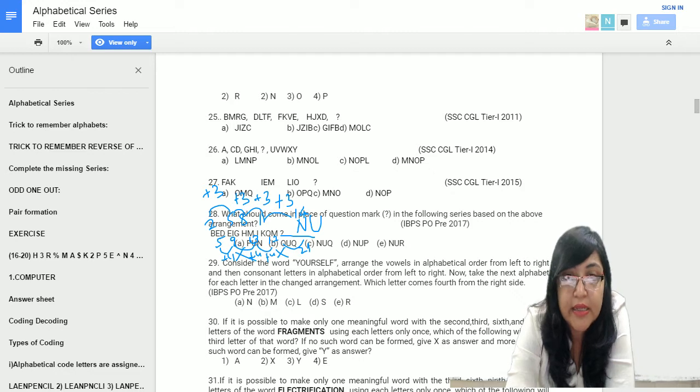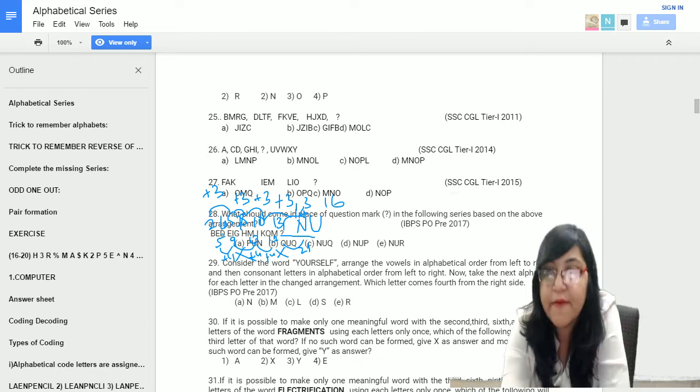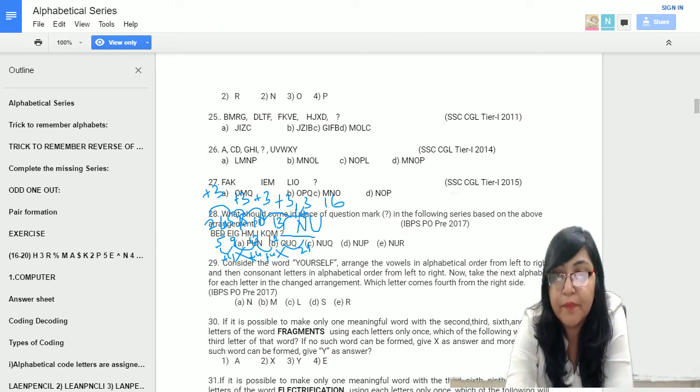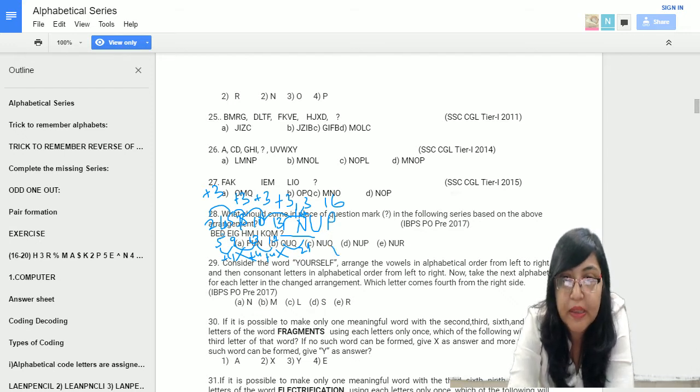Okay. Next, let us move on to the third term. So what we have over here? D. What is the place value of D? Place value of D is 4. Place value of G is 7. Place value of J is 10. So these basically are plus 3 and plus 3. So what we have over here? 13. 13 plus 3 would be 16. So whose place value is 16? Yes. If place value of O is 15, then place value of P is 16. Clear? So 16 is the place value for P. Okay, so your answer should be NUP.